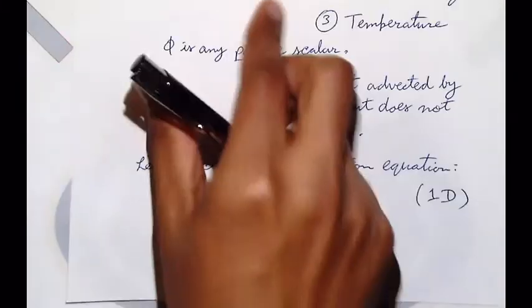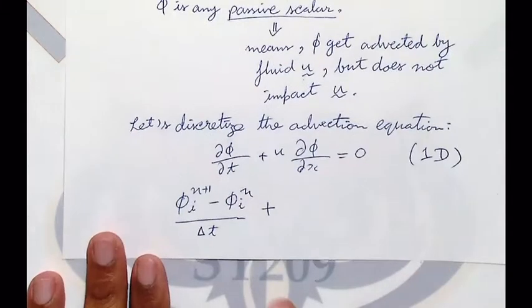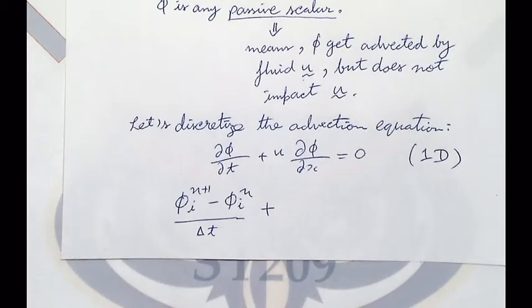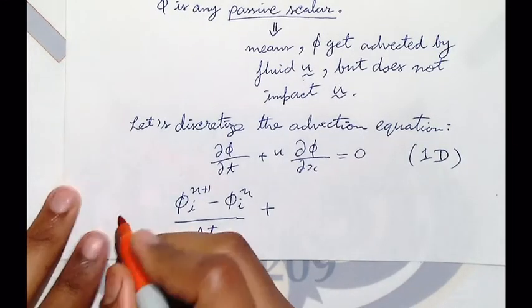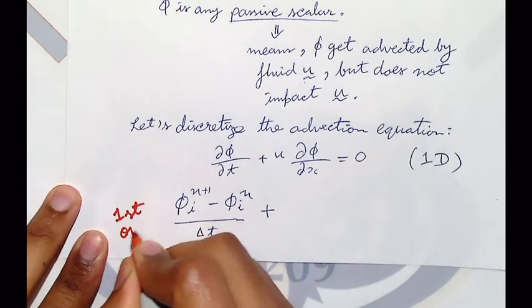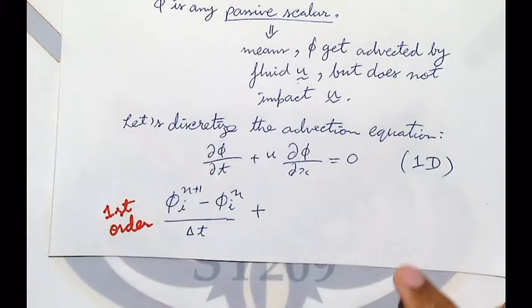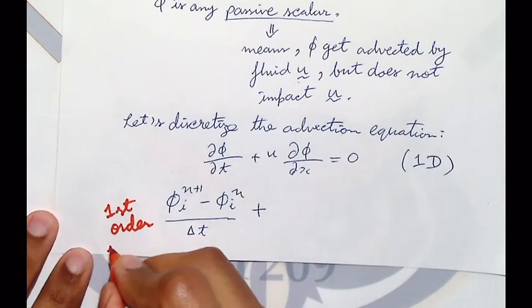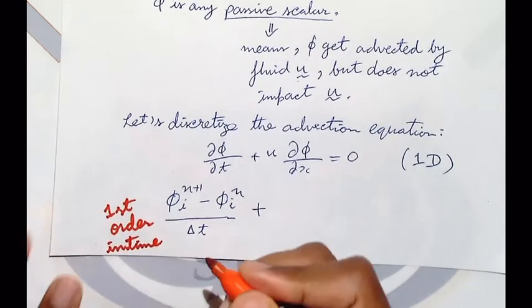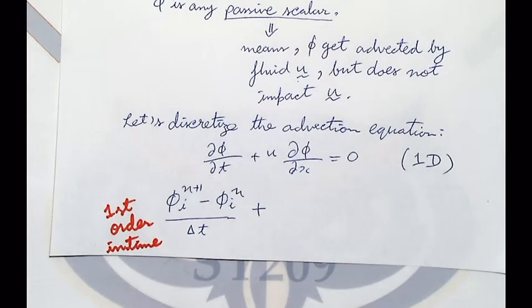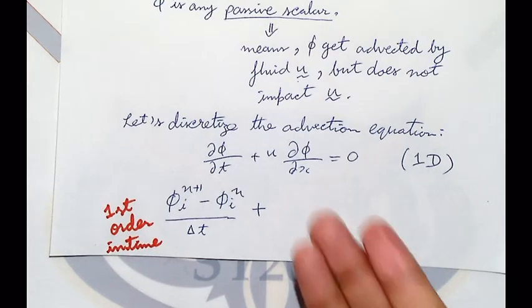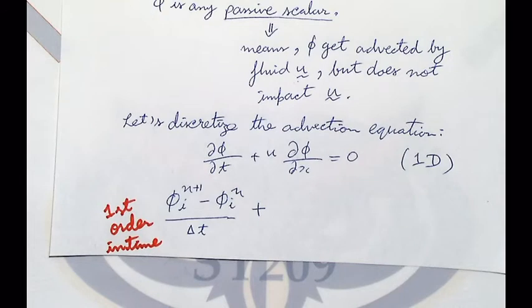Okay, so if we come back here, this is first order in time. Let me write this in a different color. For space, let's start with the second order discretization. So what is the second order discretization of the derivative? Implicit or explicit? Let's keep it simple. Let's do everything fully explicit.